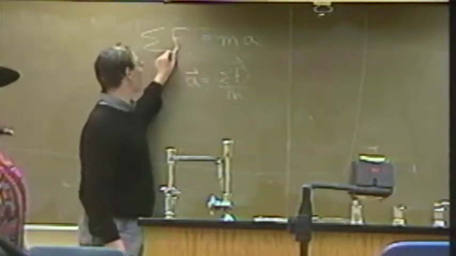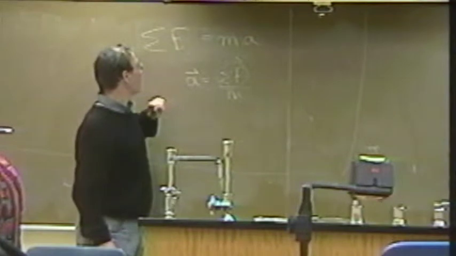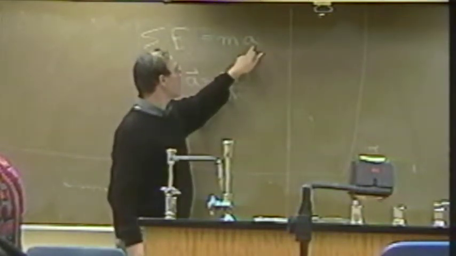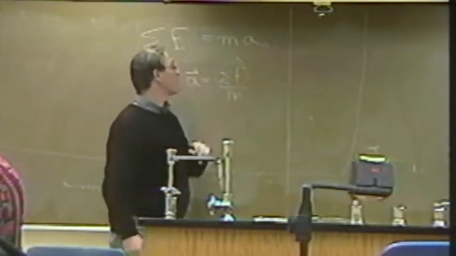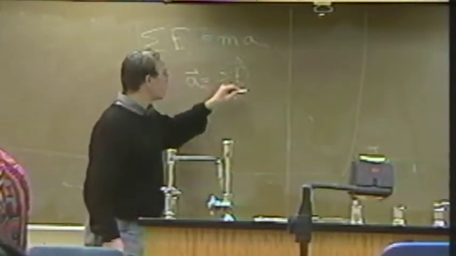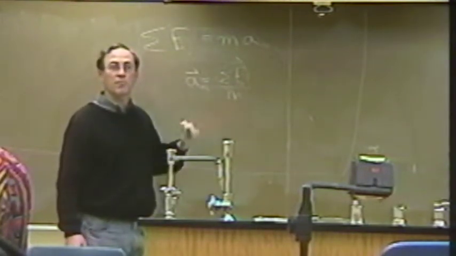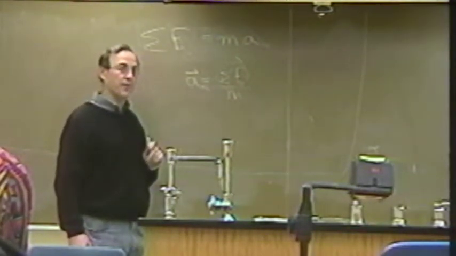Okay? Sum of the forces acting on the object of mass m is equal to m times a, we put a little m over here. This is the acceleration of the mass m due to the resultant forces acting on the mass m divided by the amount of the mass m. Okay?